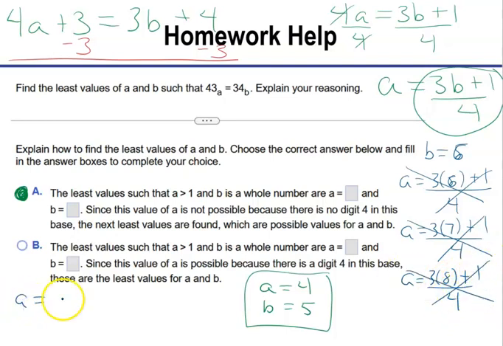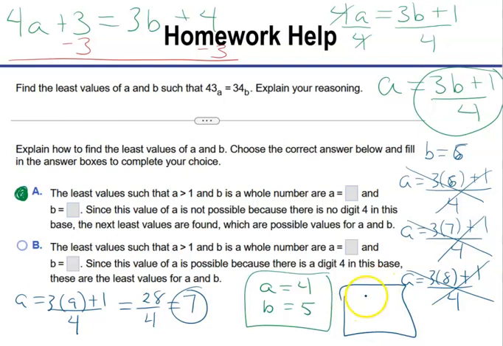Keep going, bottom left. 3 times 9 plus 1 divided by 4. Oh, I think we're there finally. 3 times 9 is 27. 27 plus 1 is 28. Divided by 4 is 7. So what could possibly work is that a is equal to 7 and b is equal to, what do we plug in? 9. Now, does that work for the digits listed above? Yes, because 4, 3, 3, 4, all of those digits are less than your base 7 and your base 9.